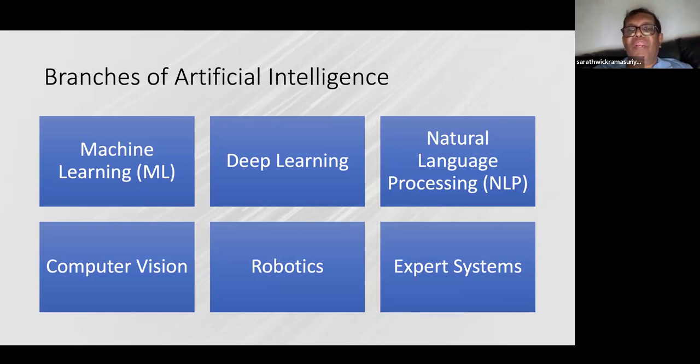Right. Now, another one is natural language processing. For example, we use ChatGPT. What is ChatGPT? It's a predictive text. ChatGPT is nothing but predictive text, right?